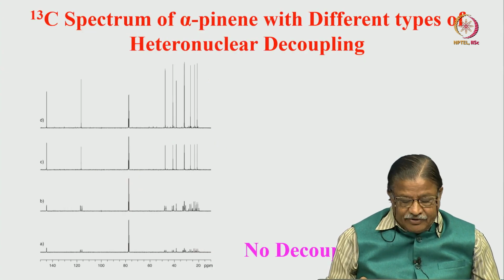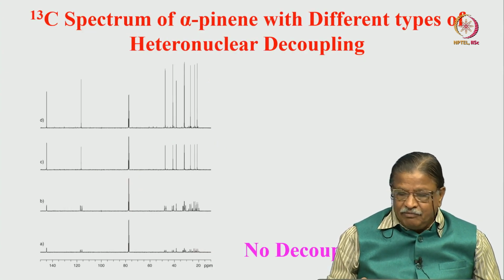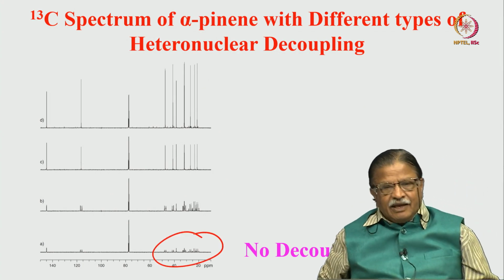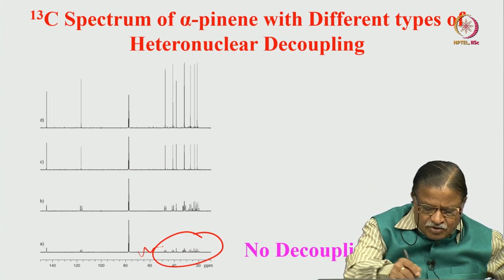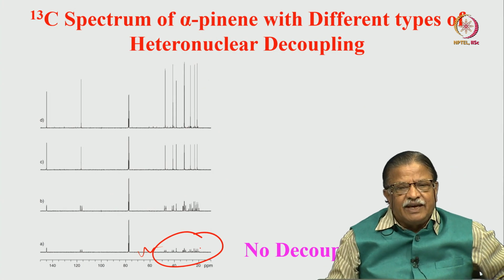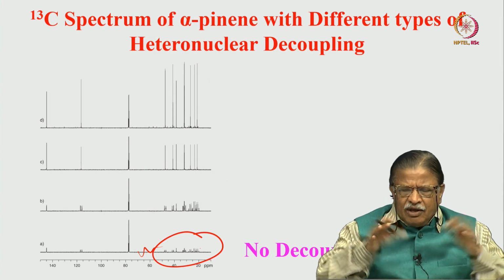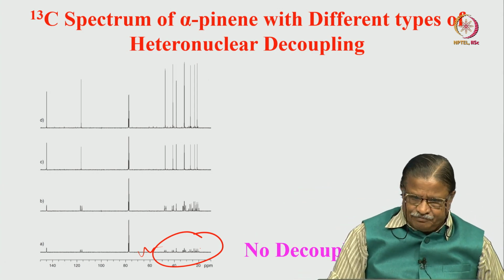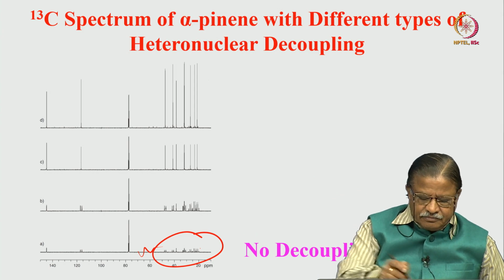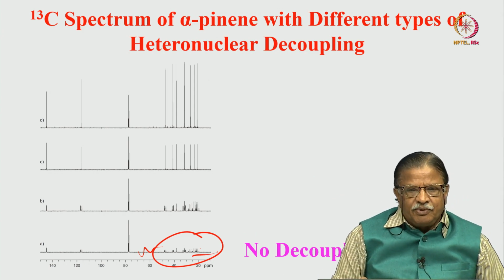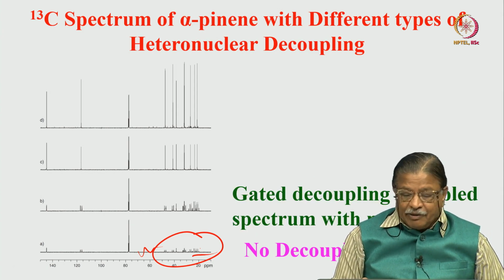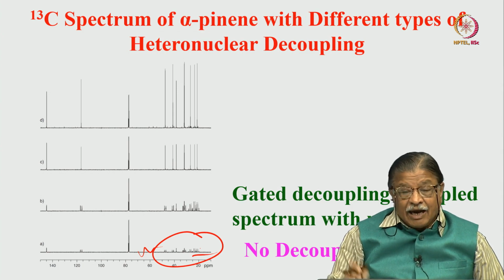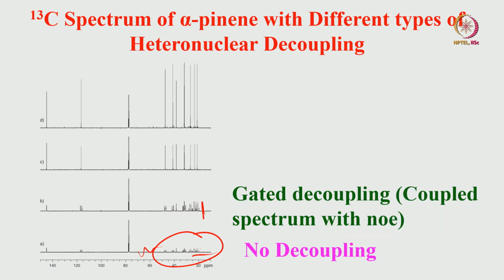And this comparison will tell you, this is a spectrum without any decoupling. Can you see this one? The signal to noise is so poor, peak signals are very weak in intensity. No decoupling, because there is a lot of multiplicity, each peak split into multiplicity, doublet, triplet, quartet like that. As a consequence, signal to noise ratio is very poor. This one is gated decoupling, that is a coupled spectrum with NOE, same thing with signal intensity more. See the comparison, already you have got better signal to noise ratio.